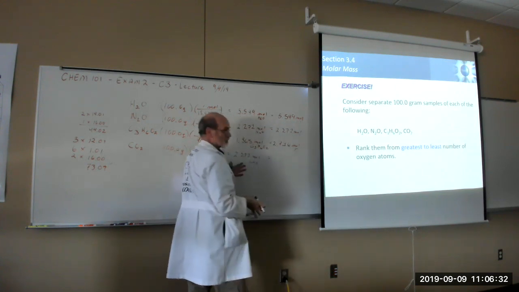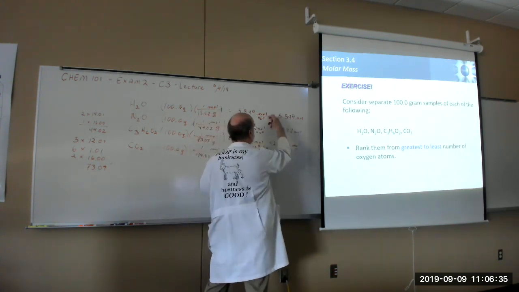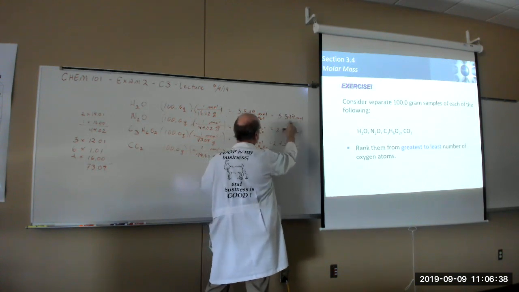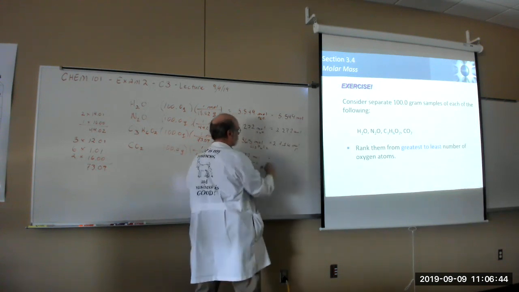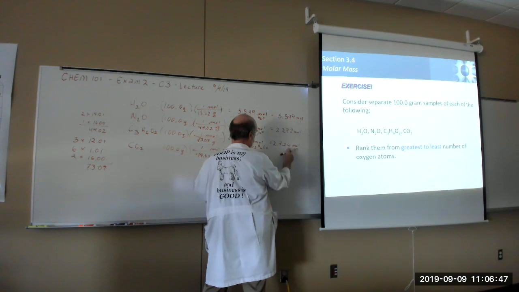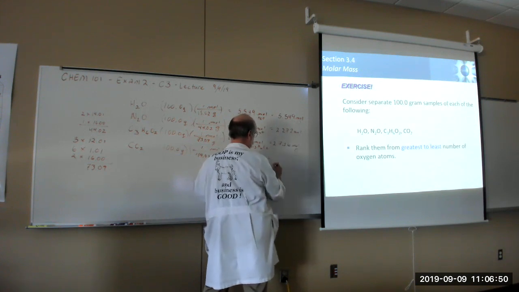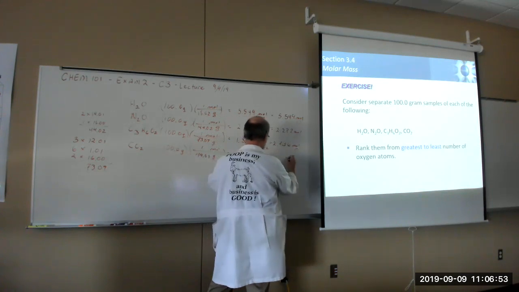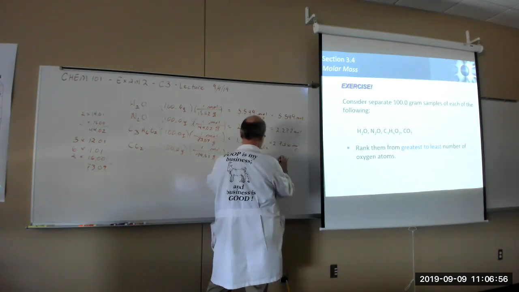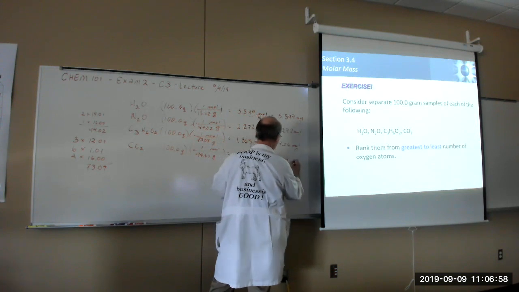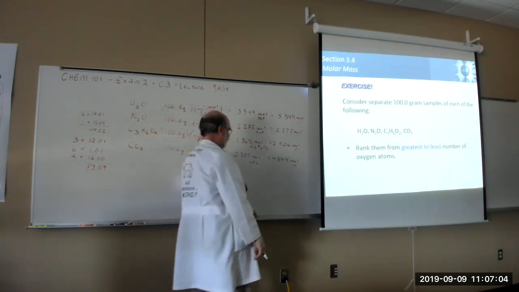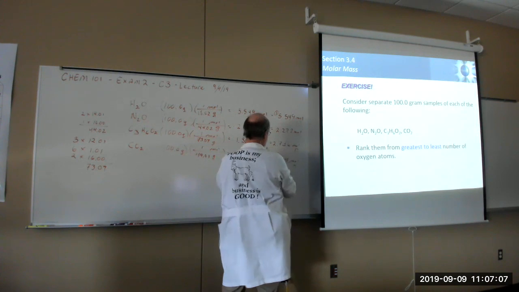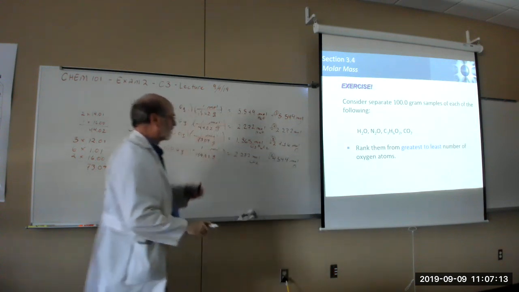Now you can set that up as a conversion factor if you want. You just have a conversion factor here. Moles of water on the bottom is 1, moles of oxygen on the top is 1. And this one's 1 and 1. This one's 1 and 2. This one's 1 and 2. So this one would be 14.4. Now we can compare, greatest to least. Okay, so this one's the greatest. This one's next. This one's next. This one's next.